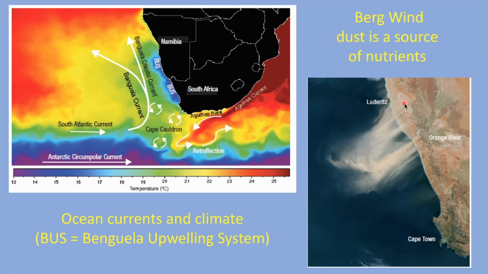Another interesting climate feature of this system are the bergwind conditions. And this is on the right here, this shows you a NASA satellite image. Here's the Orange River, Cape Town's way down here, and here's Lüderitz. And you can see these beautiful plumes of sand and dust coming off of the land and being blown out to sea. And certainly we would be familiar with that. We had a fairly good bergwind condition not too long ago in Cape Town, where daytime highs got up to near 30 degrees.